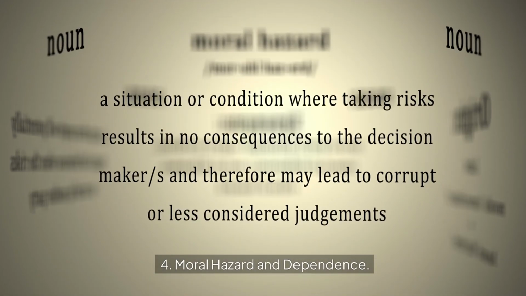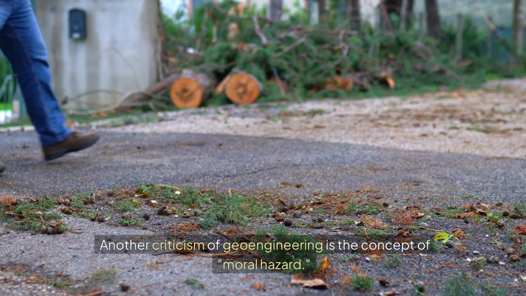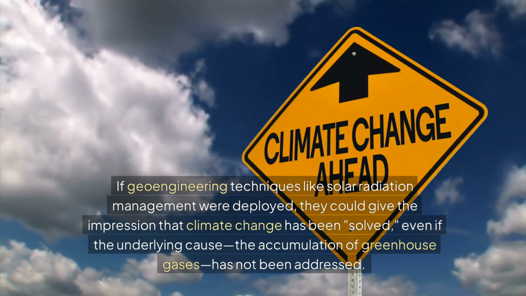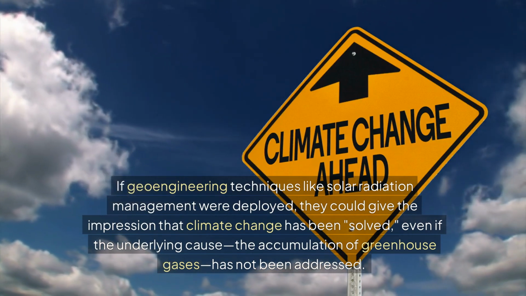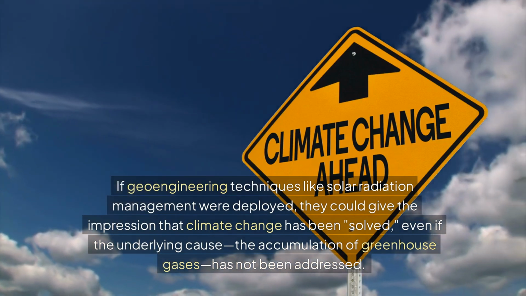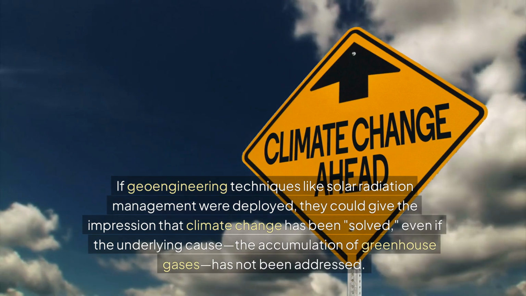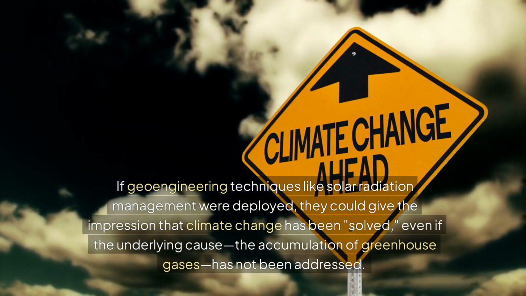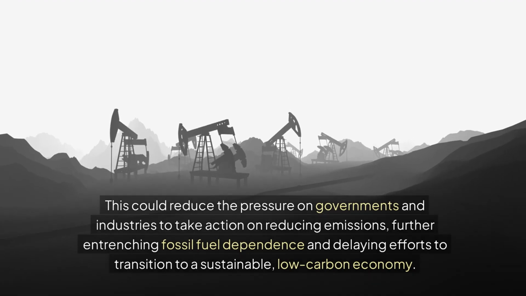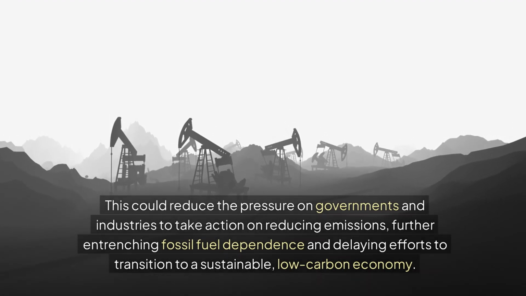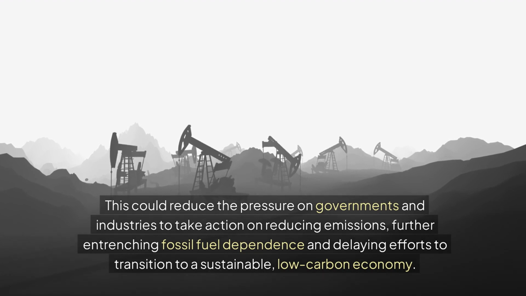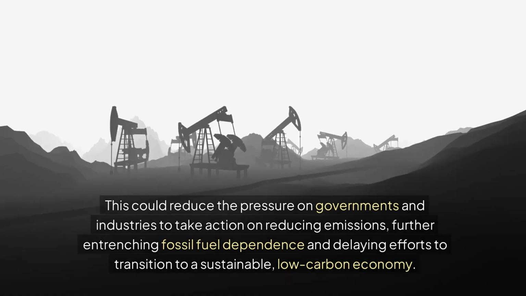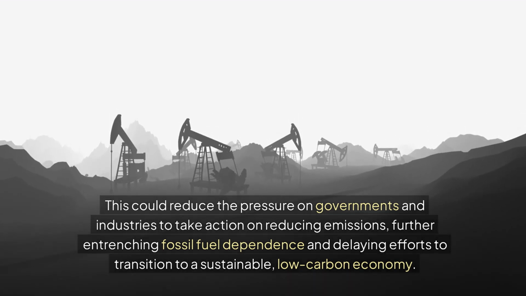4. Moral hazard and dependence. Another criticism of geoengineering is the concept of moral hazard. If geoengineering techniques like solar radiation management were deployed, they could give the impression that climate change has been solved, even if the underlying cause, the accumulation of greenhouse gases, has not been addressed. This could reduce the pressure on governments and industries to take action on reducing emissions, further entrenching fossil fuel dependence, and delaying efforts to transition to a sustainable low-carbon economy.